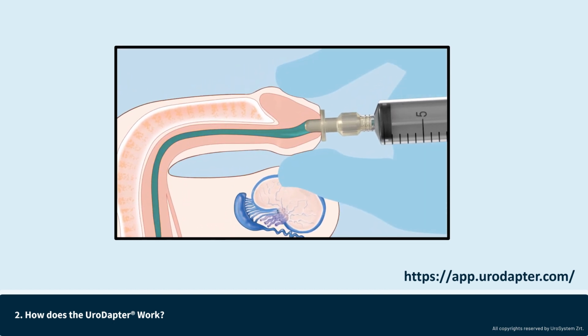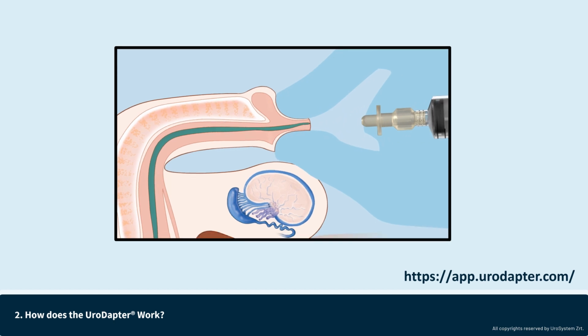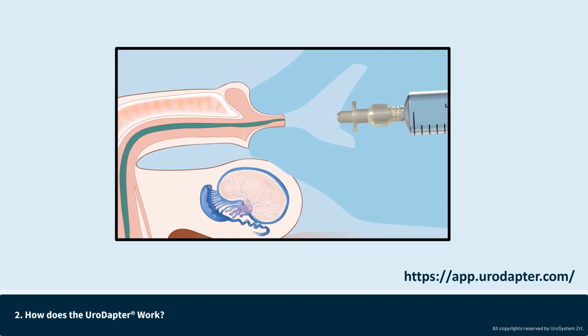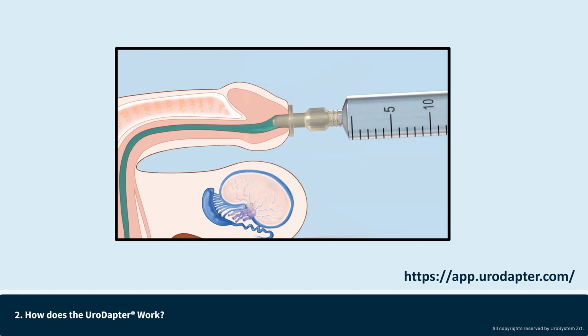After complete instillation of the solution, compress the urethra below the orifice with 2 fingers and remove the syringe with the UroDapter from the orifice. While keeping the compression of the urethra, fill up the syringe with 20 ml of air. Reinsert the syringe with the UroDapter into the still compressed orifice and ensure its complete sealing by the isolating collar.